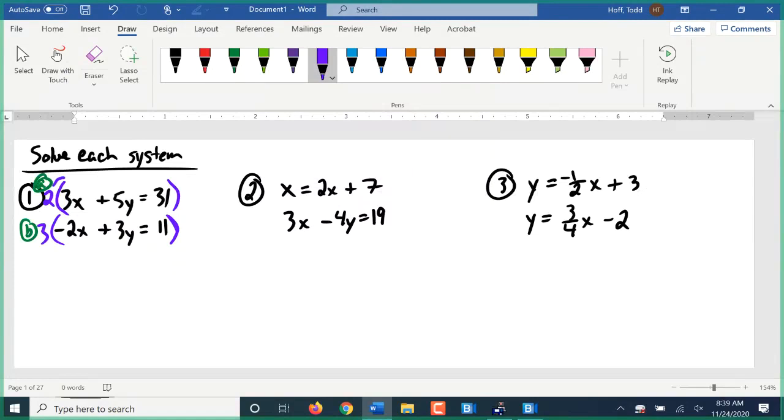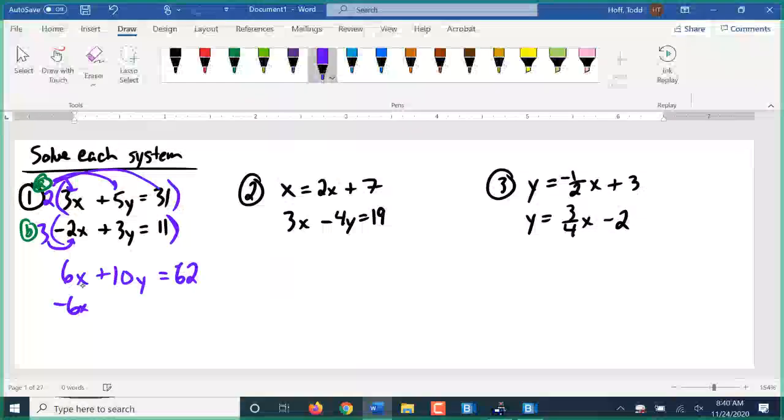So we'll do that. 2 times 3x is 6x. 2 times 5y is 10y equals 2 times 31. Is that correct? It is. Okay, it is 62. On the bottom, I have 3 times negative 2x is negative 6x. 3 times 3y is 9y equals 3 times 11, which is 33.